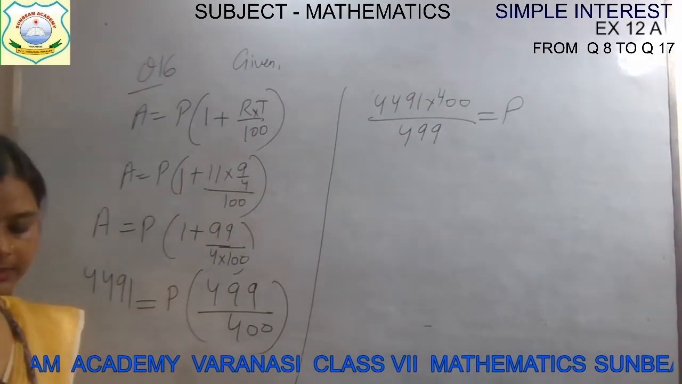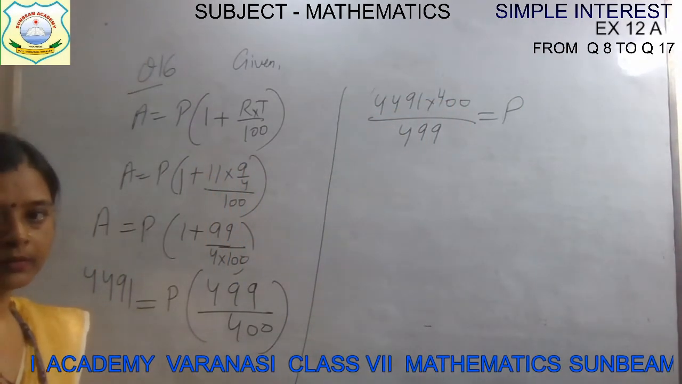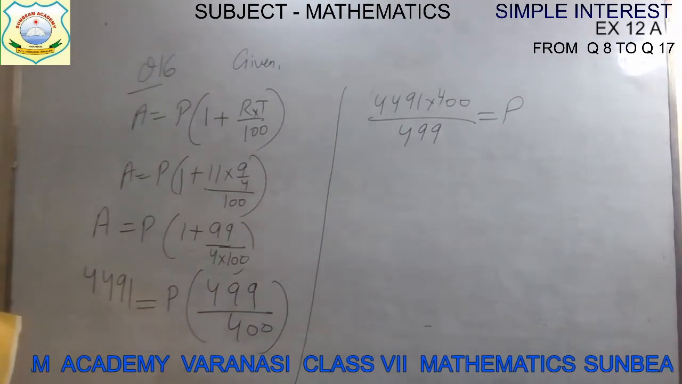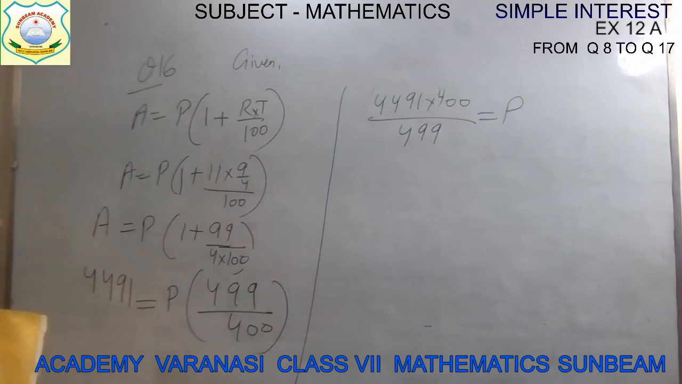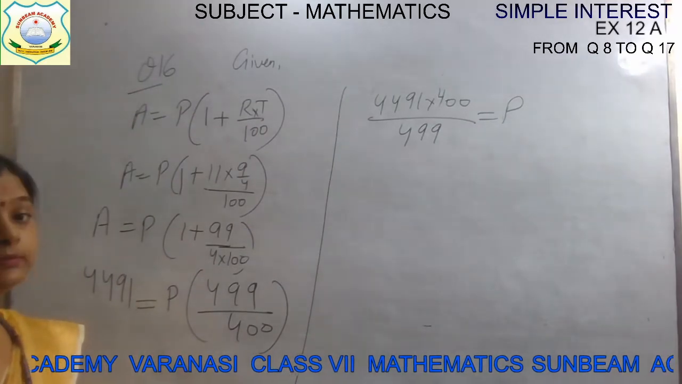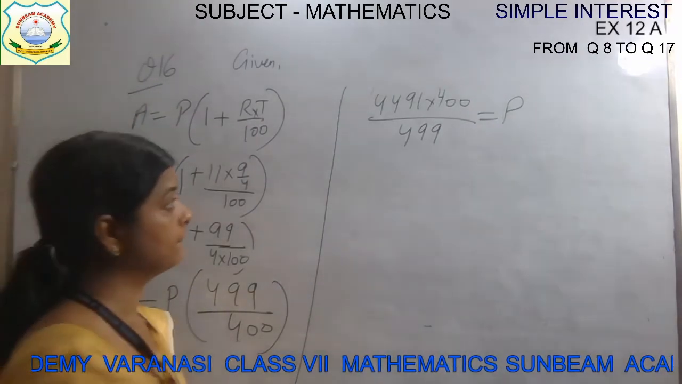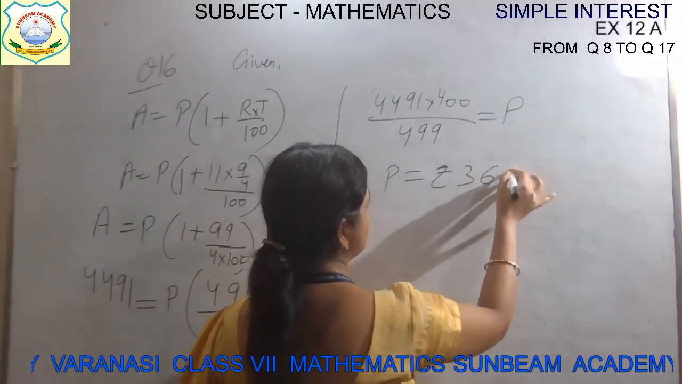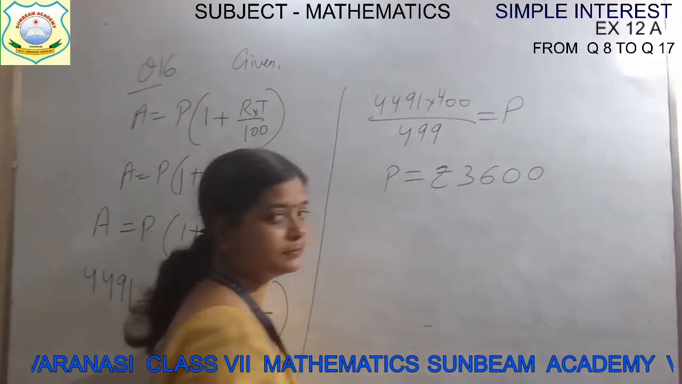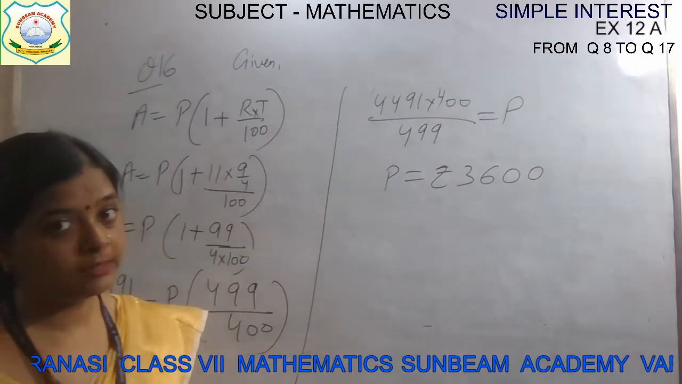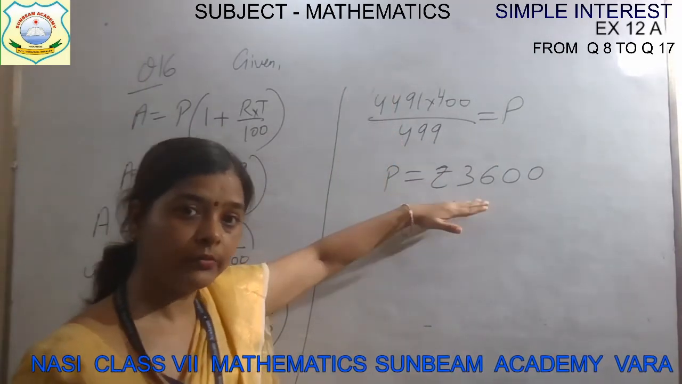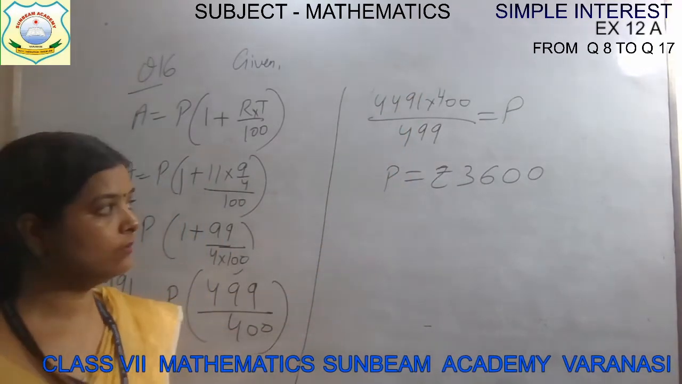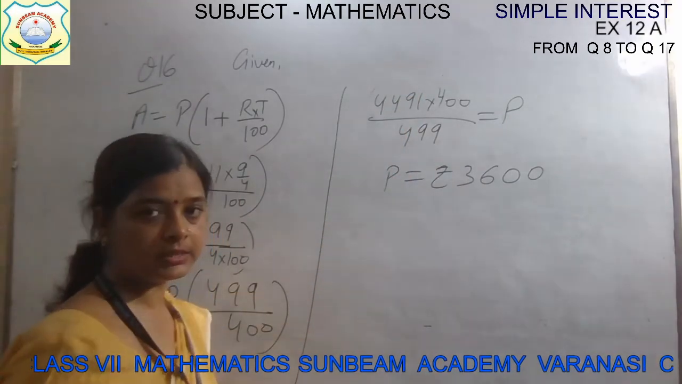I think it is clear. Now quickly solve this, children. Solve this. You will get P is equal to rupees 3600. I am saving the time. When you solve this, you will get this. If I solve it, it will take time. So just solve it. You will get P is equal to 3600.